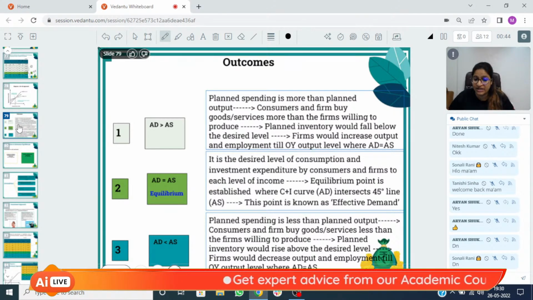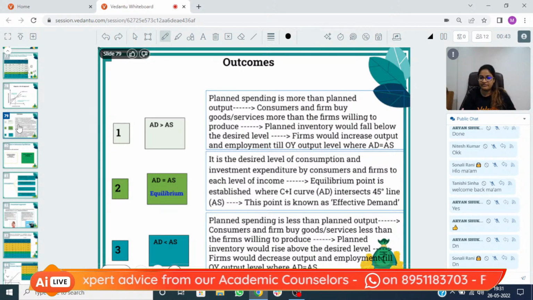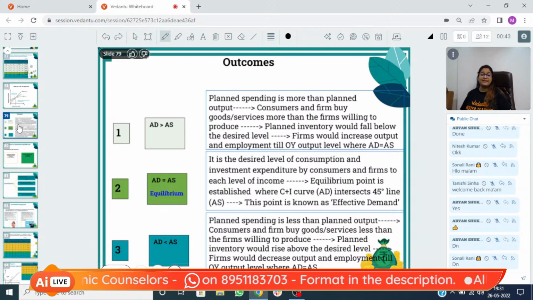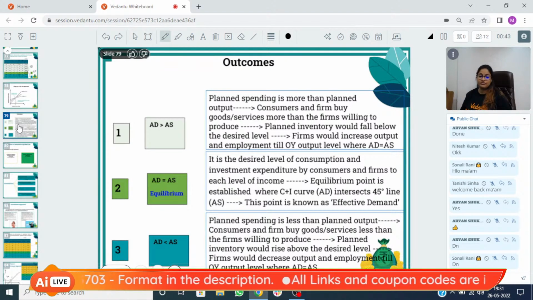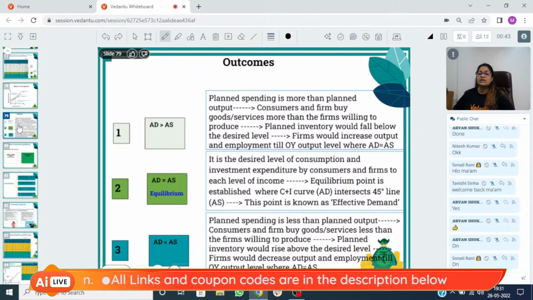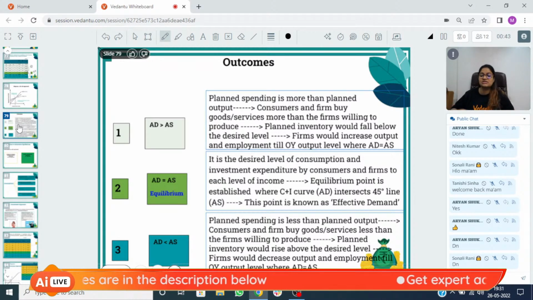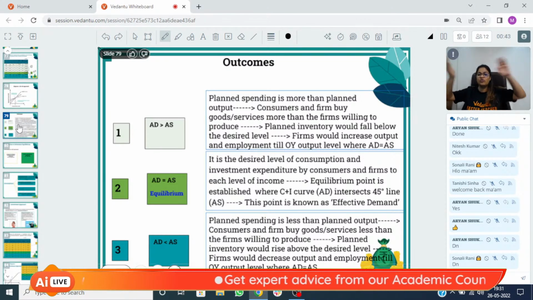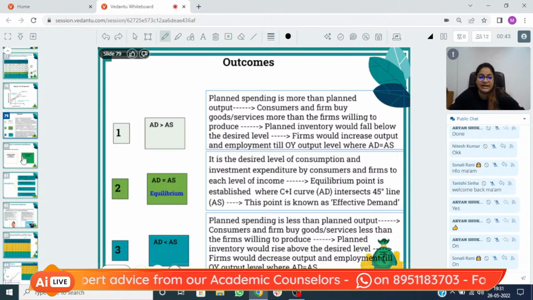Then we reach a position where aggregate demand is equal to aggregate supply, and this point is called the point of effective demand. This is the equilibrium point where every economy wants to operate. When we further increase the employment and the output, what will happen? The planned inventory will be more than the desired level, because of which firms will have to decrease the output and employment till they reach the point where aggregate demand is equal to aggregate supply, which is effective demand. So whether you are in phase 1 or phase 3, eventually you are going to come to phase 2 where aggregate demand is equal to aggregate supply.